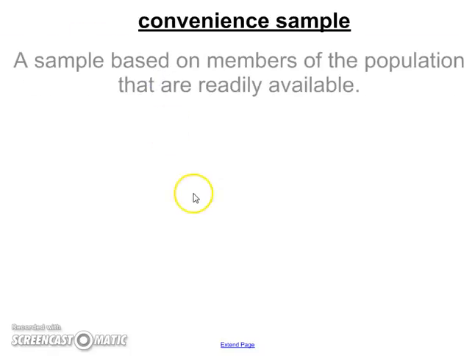Then sometimes we get into what we call convenience samples, and these are samples based on members of the population that are readily available. Okay, and what that means is we're here in Michigan. It would be convenient for us, because we do have elk in the northern part of Michigan, to simply go north and test the elk in northern Michigan. Well, the problem is those elk may not be representative of the entire population.